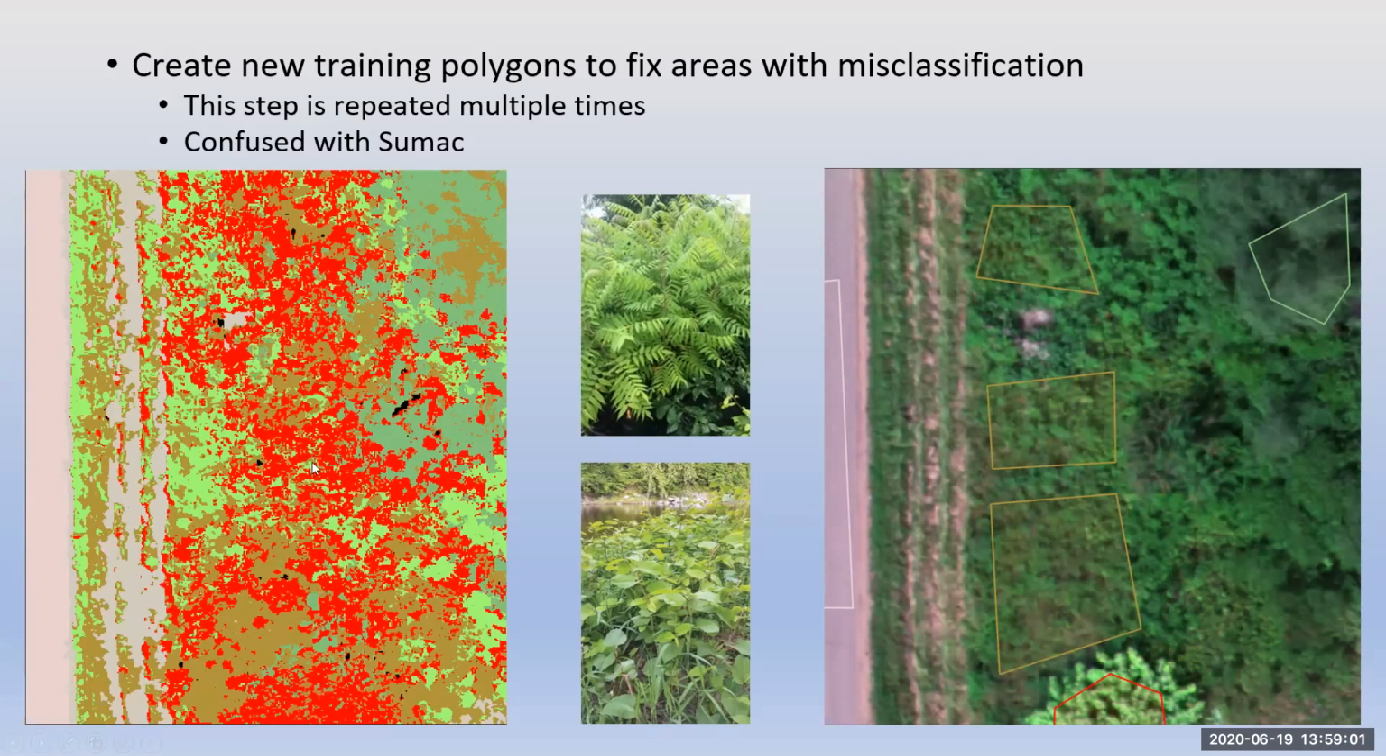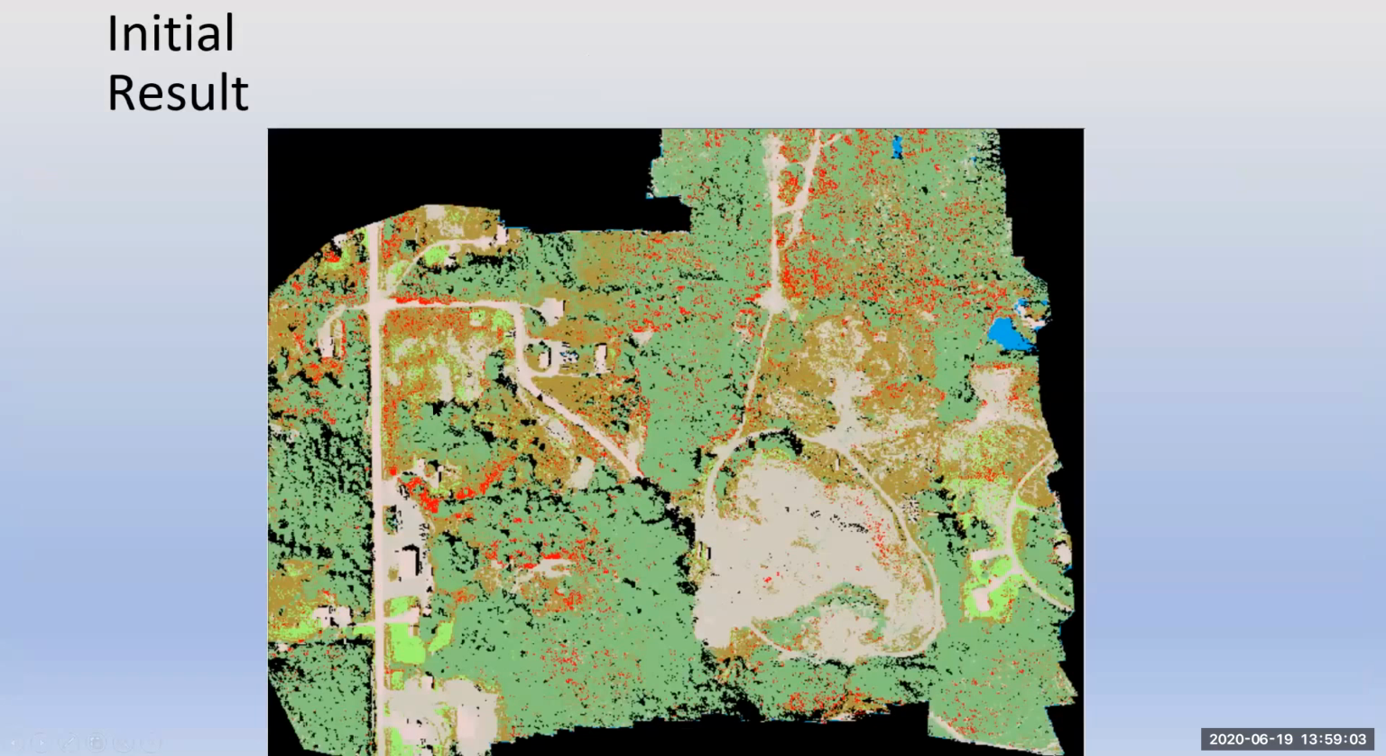All right, next. So that was our initial result. We got a lot less red. It's starting to make a little bit more sense, but we still have that splattered effect to our results. So what we wanted to do then is clean that up a little bit more. Next slide.